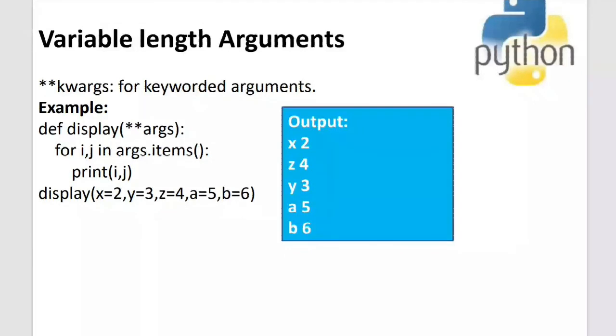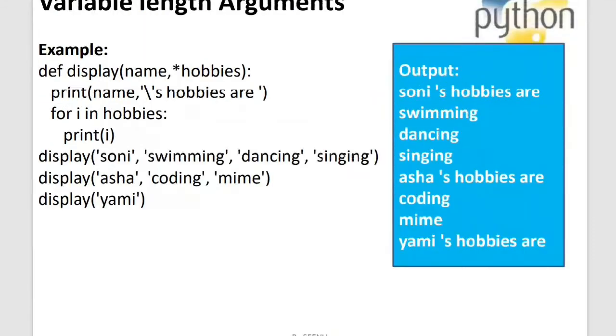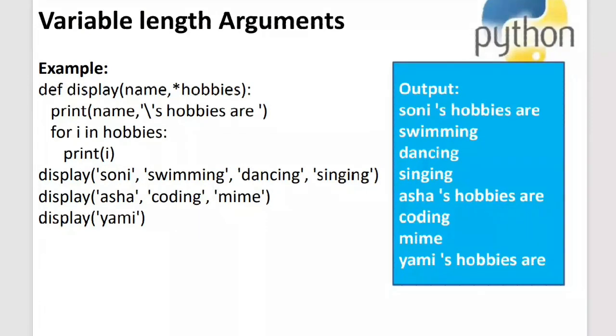So we have seen that in case you don't know the number of arguments beforehand, like you're passing so many arguments, you'll be putting a star before the name of the argument to catch those variable length arguments. Sometimes you want to pass variable length keyword arguments. In the hobbies example that I discussed yesterday, the arguments, swimming, dancing, singing, all these are normal arguments. They are not keyword arguments.